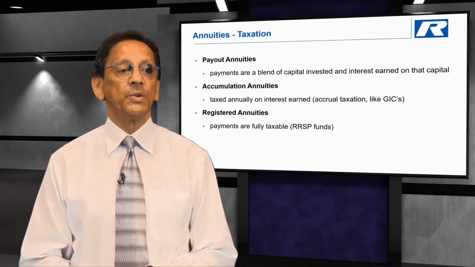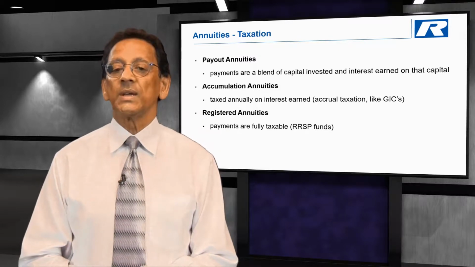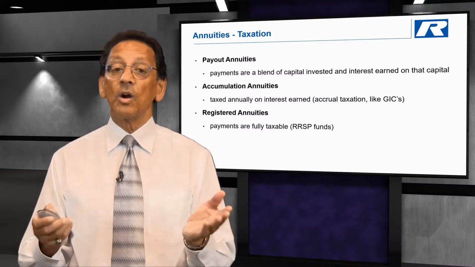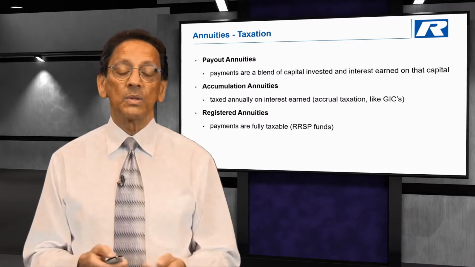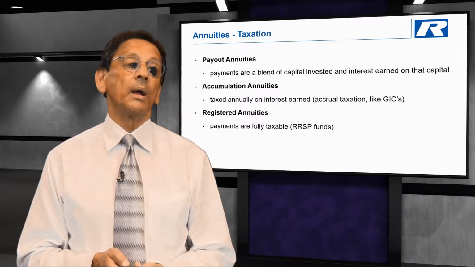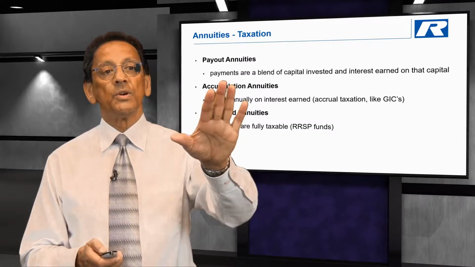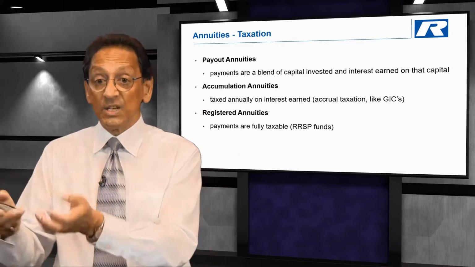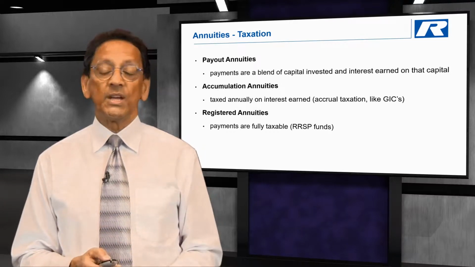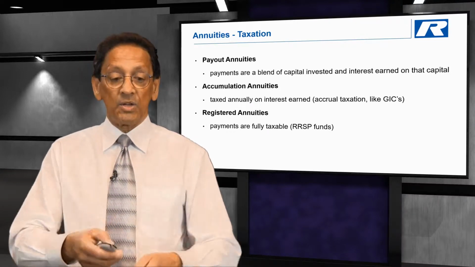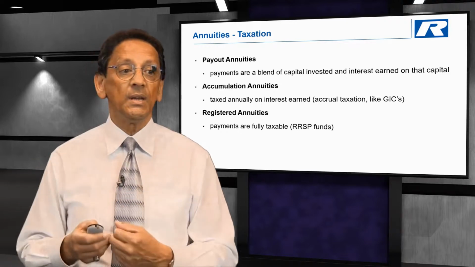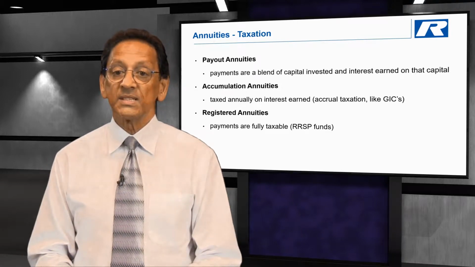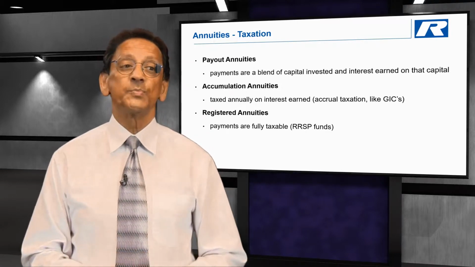The last type of annuity is a registered annuity, which again we talked about, because this would be an annuity that's coming out of your RSP as an example. And so the full amount is going to be taxable coming out of your annuity. So payout annuities, a blend of capital and interest, so you're going to pay tax on the interest portion only. Accumulation annuities, you're going to be paying tax on the interest you're earning, just like a GIC. Annuities coming from an RRSP, the entire payment is taxable because it's coming from your RRSP.